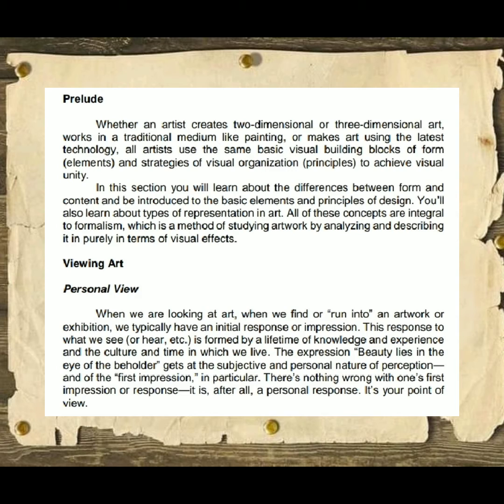To begin with, whether an artist creates two-dimensional or three-dimensional art, works in a traditional medium like painting, or makes art using the latest technology, all artists use the same basic visual building blocks of form and strategies of visual organization to achieve visual unity. In this section, you will learn about the differences between form and content and be introduced to the basic elements and principles of design. You'll also learn about the types of representation in art. These concepts are integral to formalism, which is a method of studying artwork by analyzing and describing it purely in terms of visual effects.